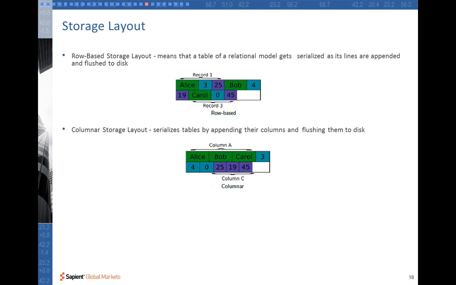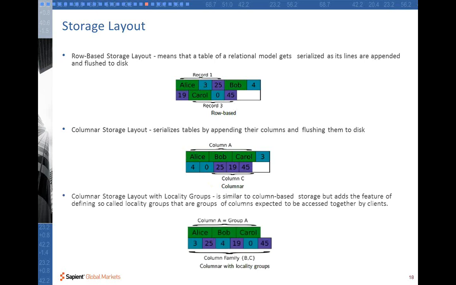Now, the third kind, columnar storage layout with locality groups, is similar to column-based storage but adds the feature of defining locality groups, which are groups of columns expected to be accessed together by clients. The columns of such a group may therefore be stored together and physically separated from other columns and column groups. Examples include Apache HBase, etc. These are important because, as I've mentioned previously, they directly impact the performance.